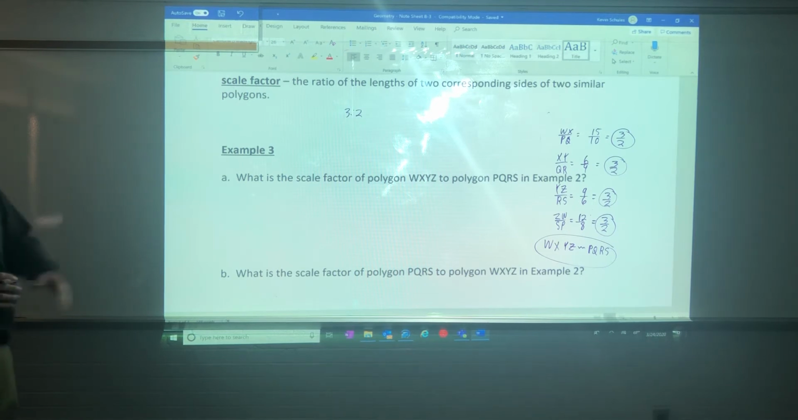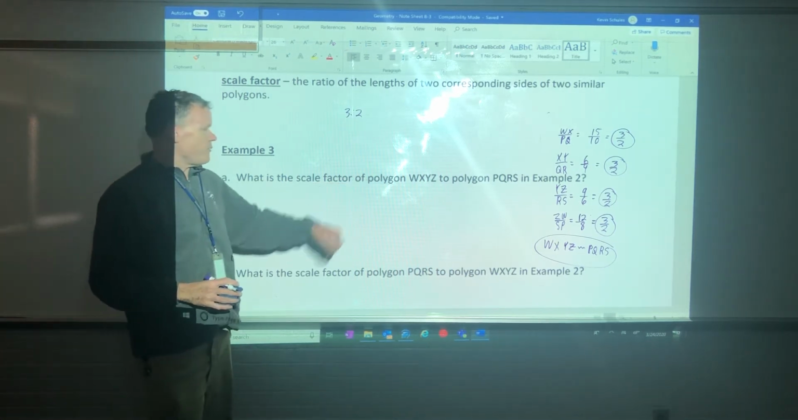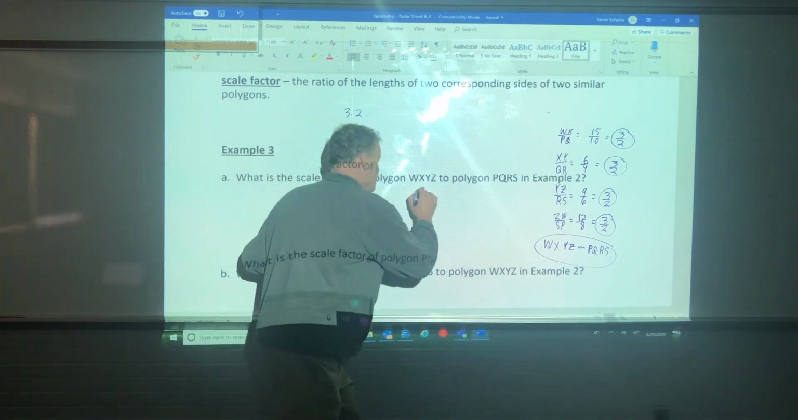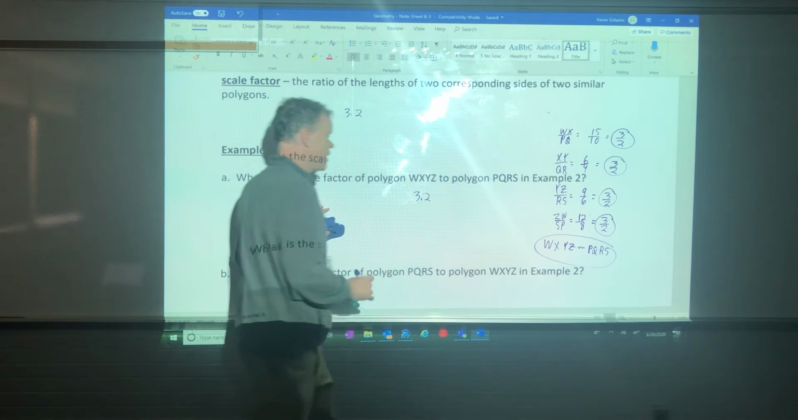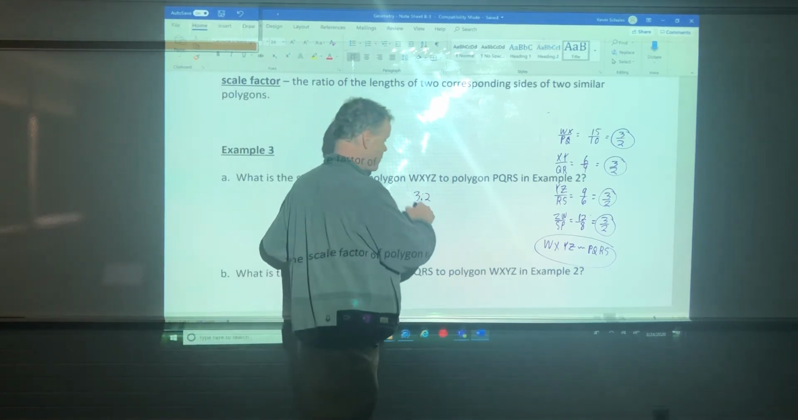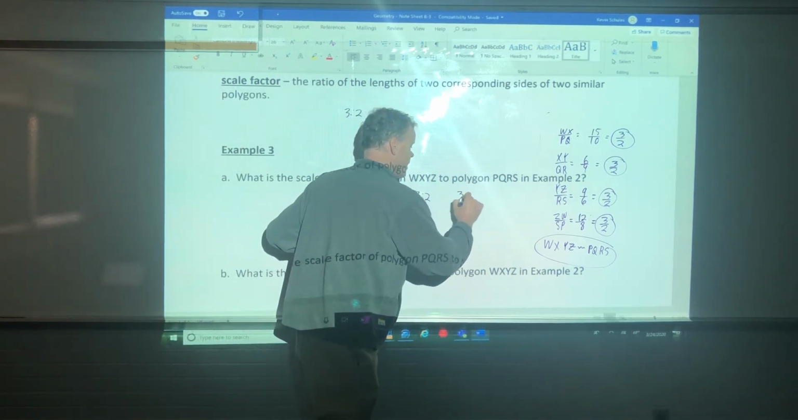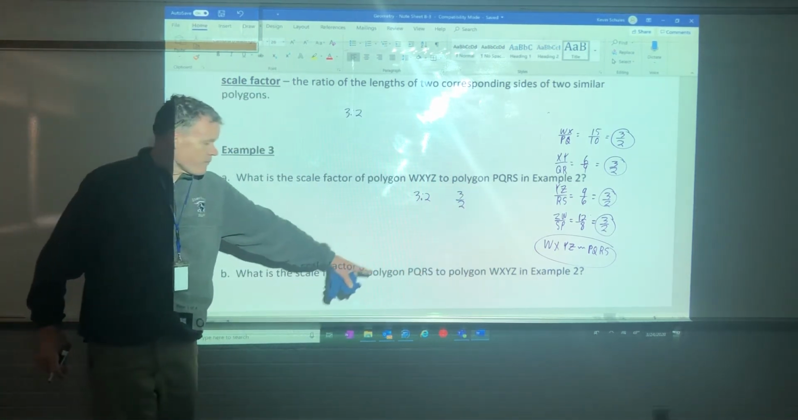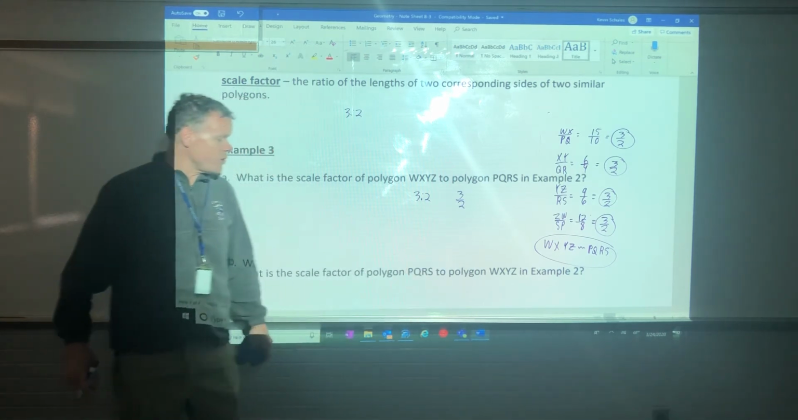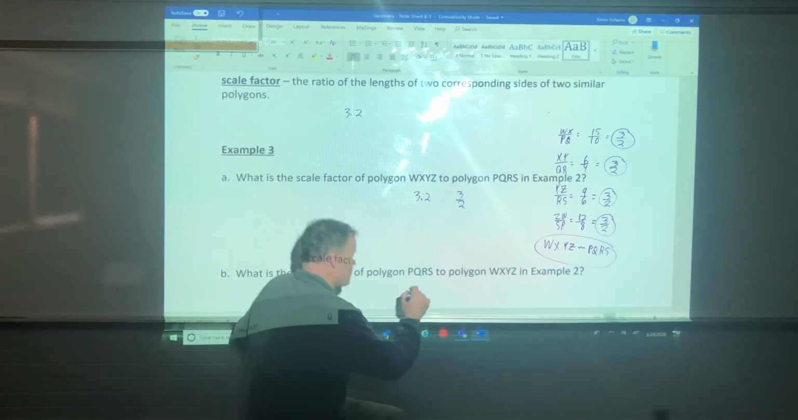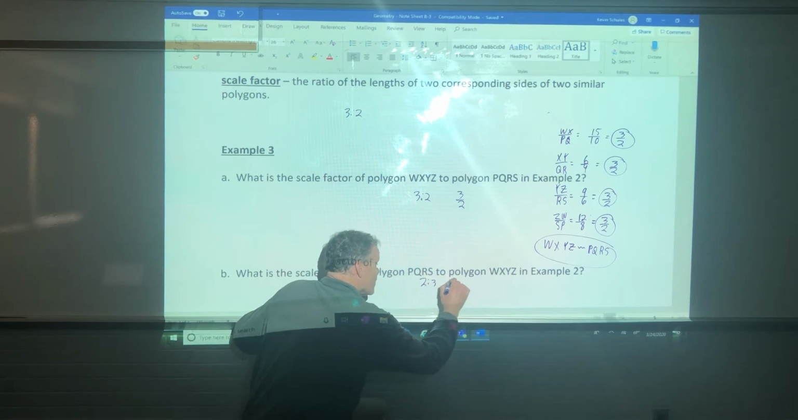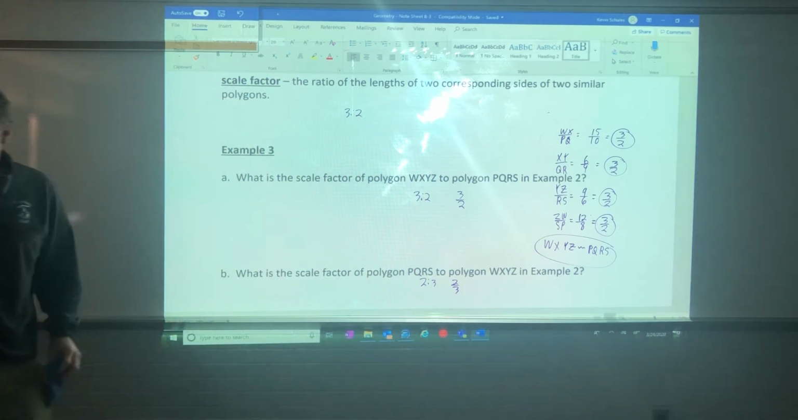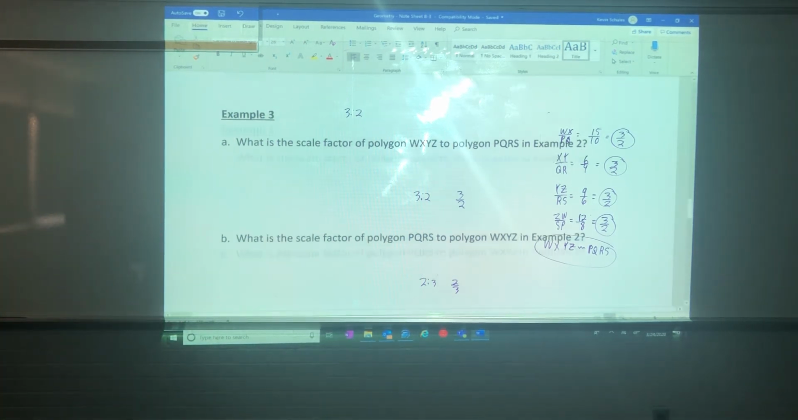The scale factor, again, it's almost asking the same question, of polygon WXYZ to polygon PQRS is going to be 3 to 2. Remember, we can write this with a colon, or we could write it as a fraction. It means the same thing. Now if we do it from polygon PQRS to WXYZ, we just reverse this. This is going to be 2 to 3, or 2 over 3. So that's what we're talking about when we're talking about scale factor.